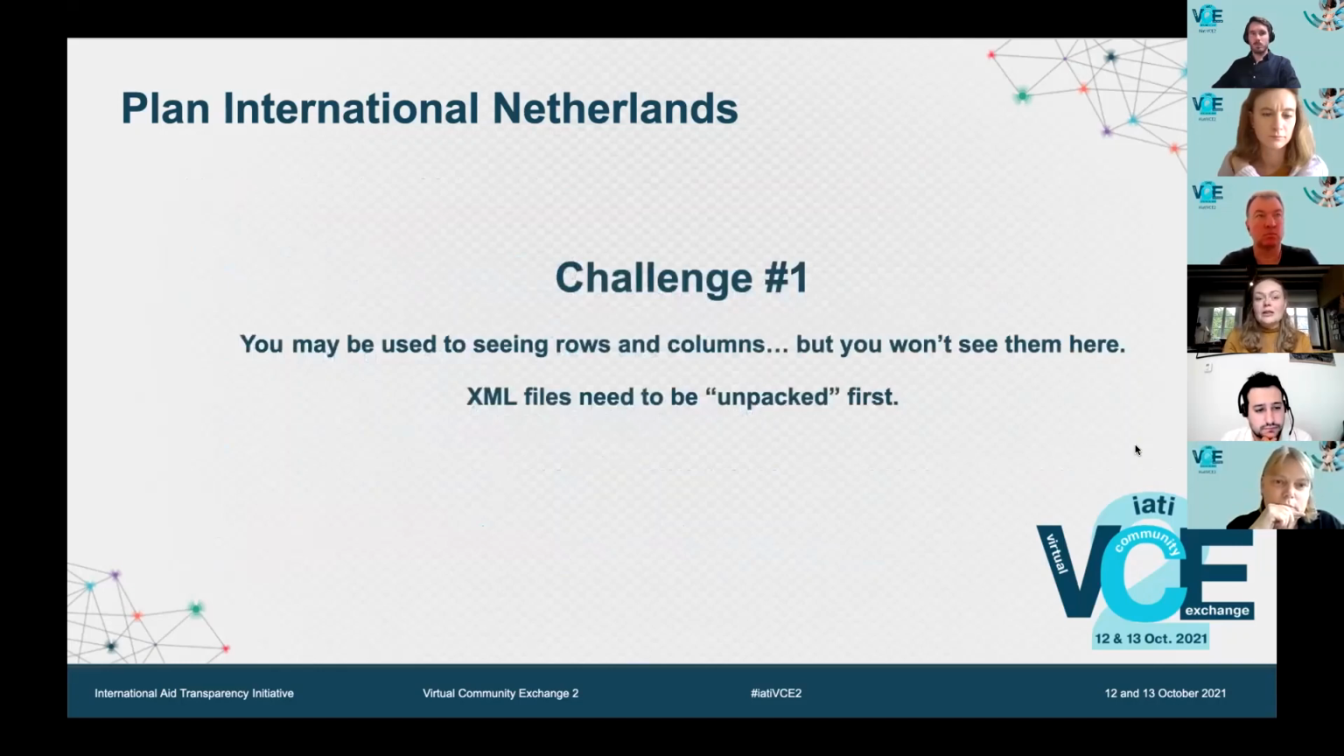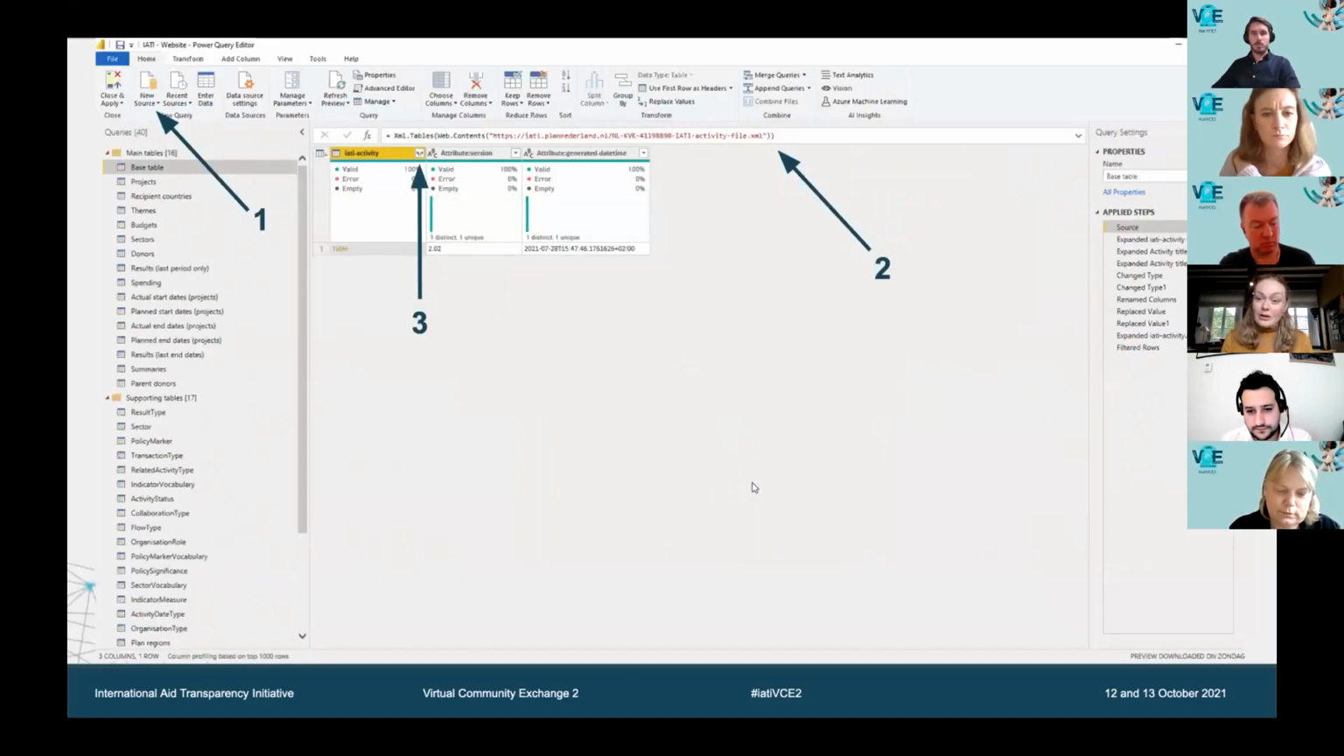If you're familiar with Excel or databases, you're probably thinking in rows and columns. There is a row for everything, and then there is a column for all of the other dimensions. Easy. Well, XML doesn't work this way. For somebody who hasn't had any experience, it might be a bit daunting, but you need to learn how to unpack the file. So in the next slide, you will see a screenshot of the backend of Power BI.